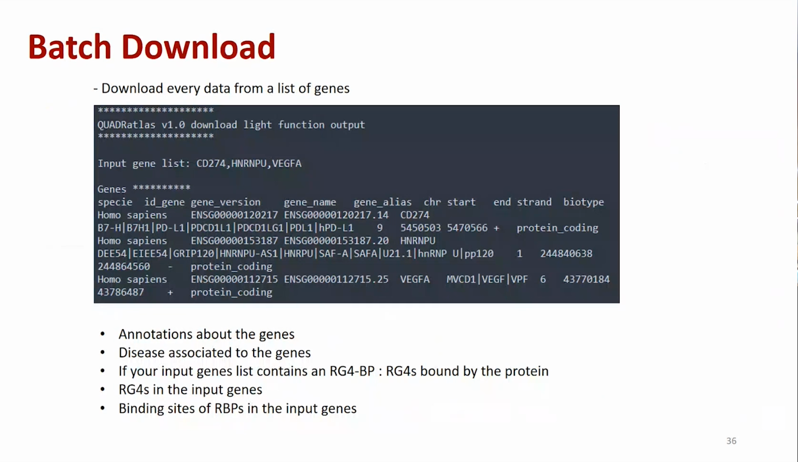And the thing that I actually use the most is the batch download. You just put in a list of genes and it gives you every annotation about the genes, the diseases associated with the genes, or cellular processes. And if the list contains a protein, it gives you the RG4s that can be bound by the protein. Also, of course, the RG4s contained in the input genes or transcripts, and the binding sites of the RBPs that are in this transcript. So it's really useful if you need to compute after this and do analysis on your own. So that's it.